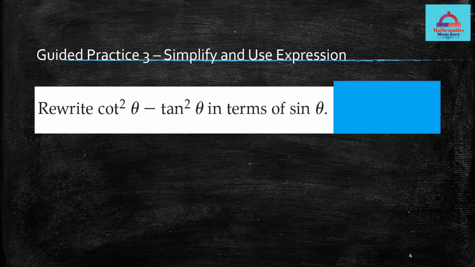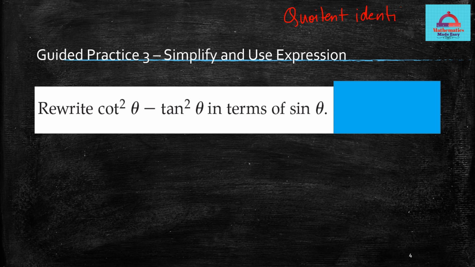So let's solve this question on guided practice 3, where you simplify and use expression. Read the question carefully: cot square theta minus tan square theta in terms of sine theta. So let's use the basic definition of the quotient identity. This question I'm going to solve using the quotient identity.